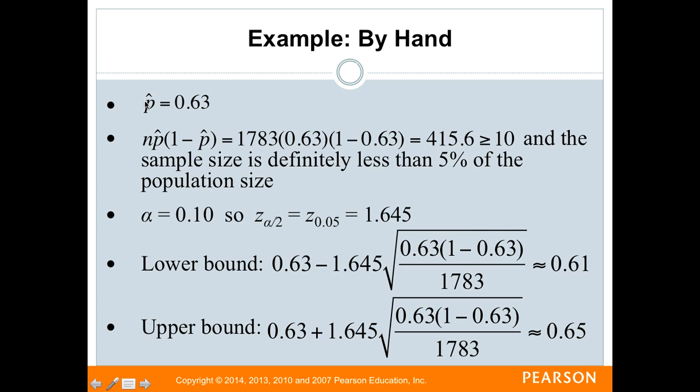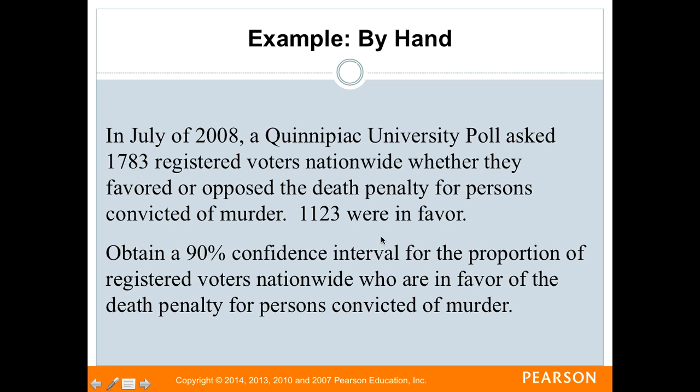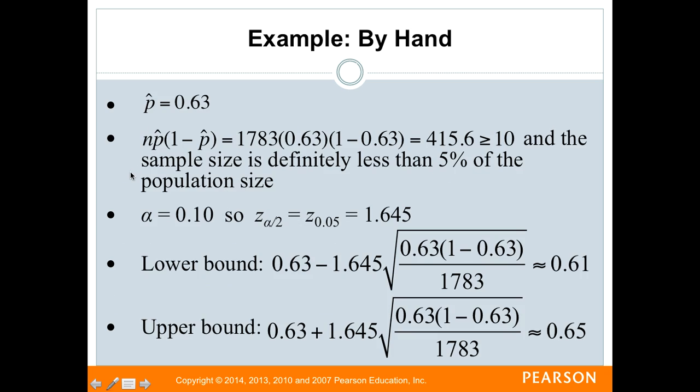So first, you're going to find p hat, which we've already found. That's found by taking x, which is what we're interested in, over n. We took our 1,123 and divided it by our 1,783, and we get 0.63. Now, it would also be a good idea to make sure that our conditions are met. We take our sample size of 1,783, multiply by p hat, which was 0.63, times 1 minus p hat. When you multiply all of those, you get about 415.6, which is obviously much larger than 10, so that condition is met.